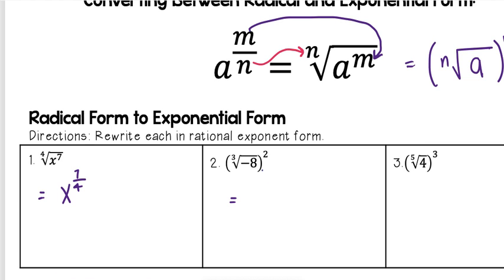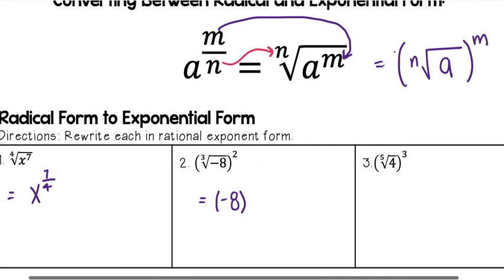Looking at this next one, my base here is -8. And again, with negatives, we always want to be careful and put parentheses around it. And now this one's actually written in this format. So I have my parentheses around it and my exponent out by the parentheses. But again, my exponent is going to be the one that is on top. So my exponent here is 2, so that's going to be up on top. The index is down on the bottom.